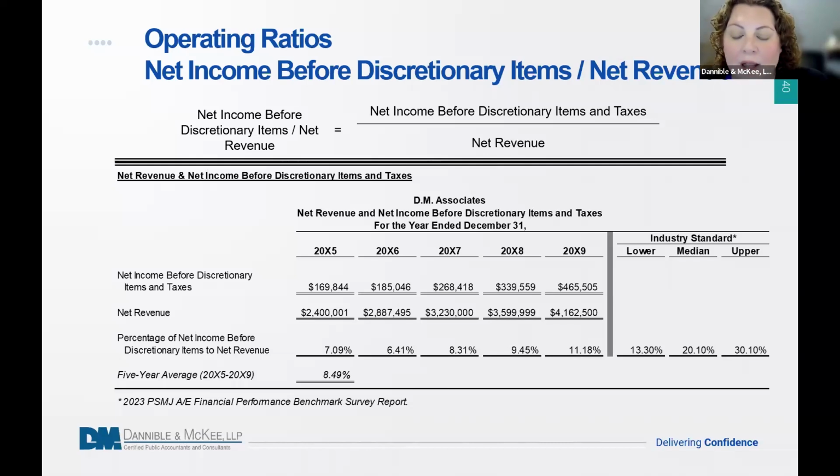So you would want to analyze that. You can see that you've had a nice uptick from the prior years. You went from 7 to 6 to 8 to 9 to now 11. So that's great. What did you do to achieve that? And what can you continue doing to try to get to industry standard?